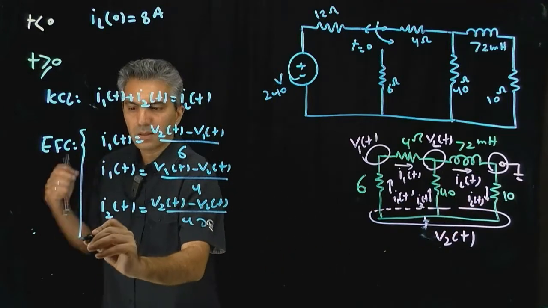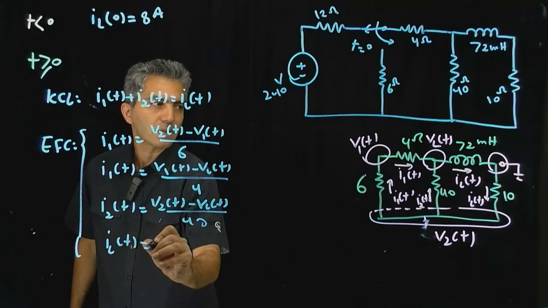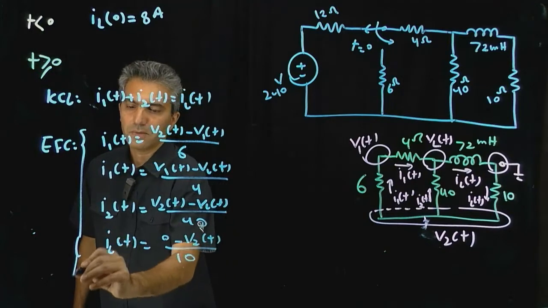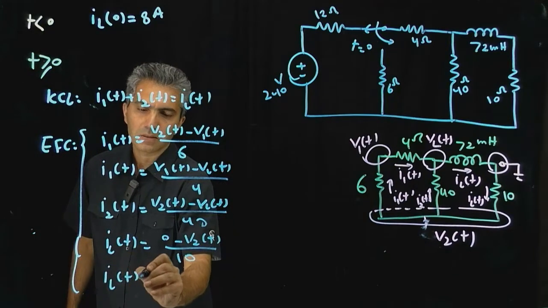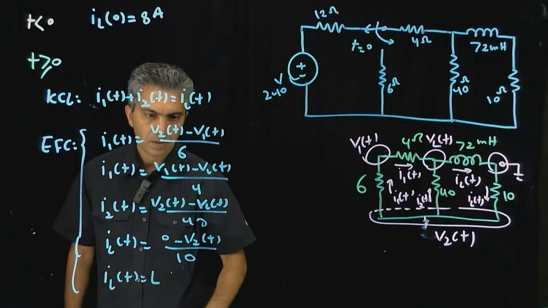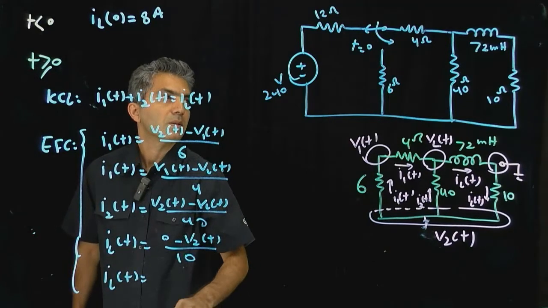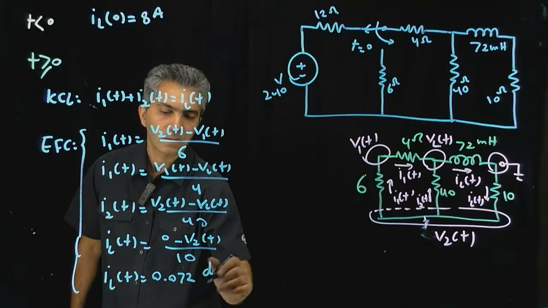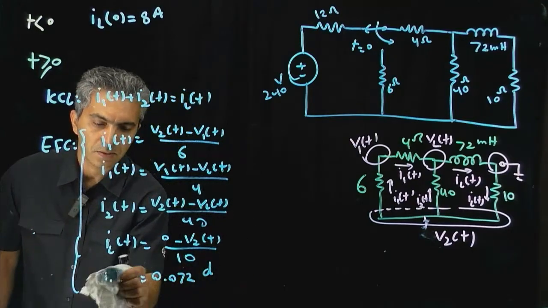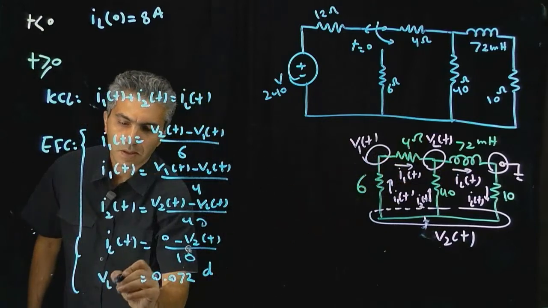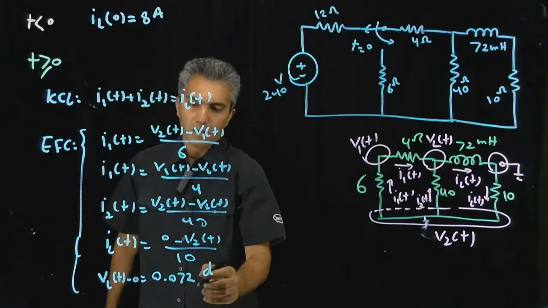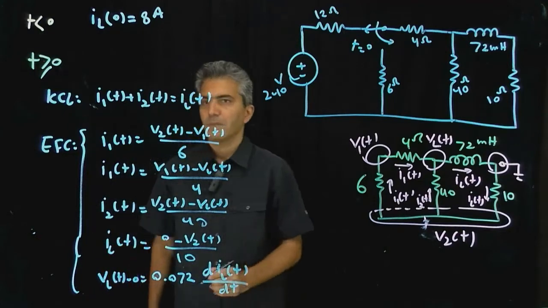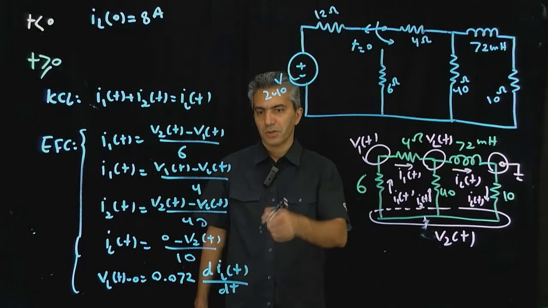For that component, IL(t) is equal to 0 minus V2(t) divided by 10. And finally, for the inductor, VL(t) minus zero is equal to L dIL(t)/dt, where L is 72 millihenries, so 0.072. Sorry, it's VL(t), not IL(t). And with that, we have concluded all the equations that we have to write.